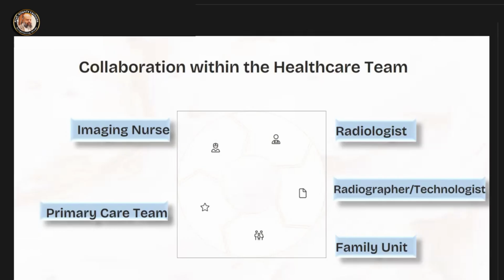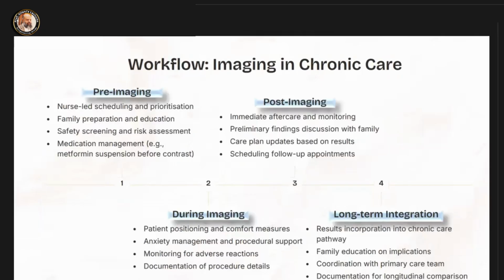And last but not least is the family unit. They activate participation in the imaging process, requiring education, support, and involvement in decision making. The workflow of imaging in chronic care: the first thing is pre-imaging.